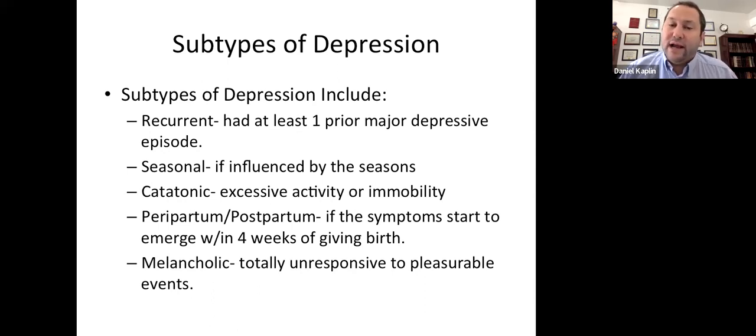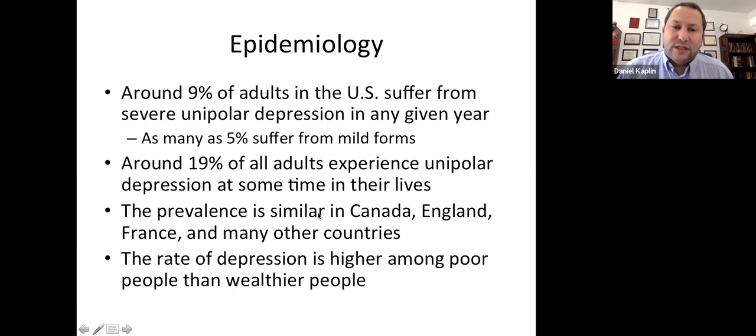People might have heard the phrase postpartum depression. Well, we keep track of that. It really is either peripartum or postpartum because a person can start to feel depressed during their pregnancy, but we use the with postpartum onset phrase if the symptoms emerge within 4 weeks of giving birth. And then in terms of melancholic subtype, we use that if a person has anhedonia and is totally unresponsive to pleasurable events. So these are the subtypes of depression.